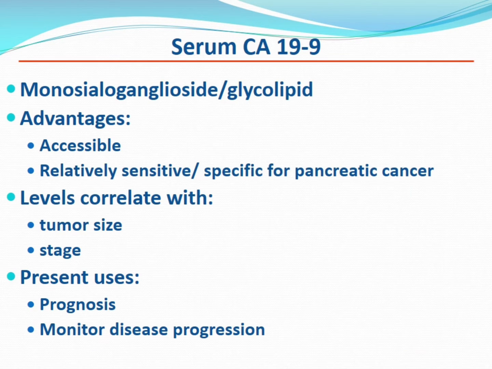Serum CA 19-9 as a tumor marker in pancreatic cancer is routinely used. It is a glycolipid tumor marker. Its level correlates with the size of the tumor and the stage of the tumor, but only for large tumors and late stages. So it is used only for monitoring the disease progression and for prognosis.